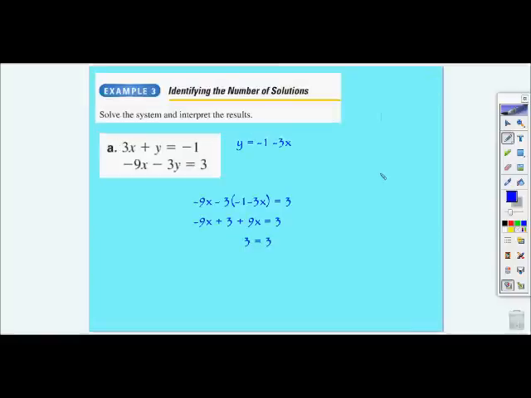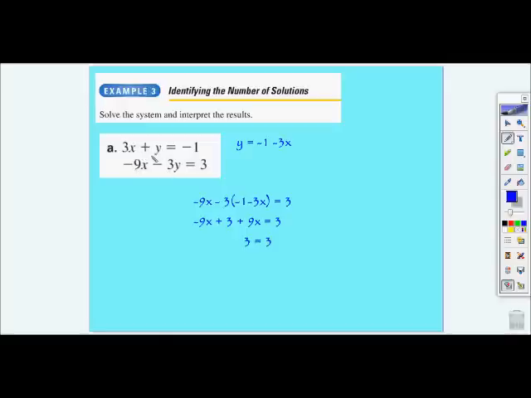Now in example 3, again, we're going to identify the number of solutions. This time it's to solve the systems and interpret the results. You'll notice there is no graphing over here, so we have to figure this out by our written or calculated methods. So we have 3x, negative 9x, we have positive y, and negative 3y.